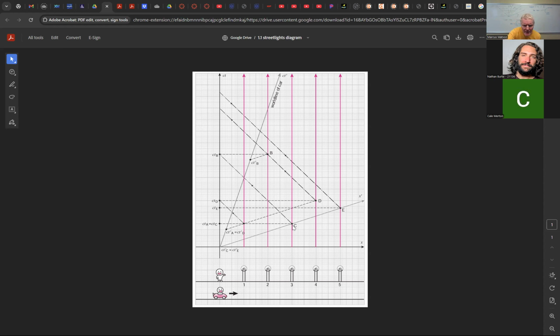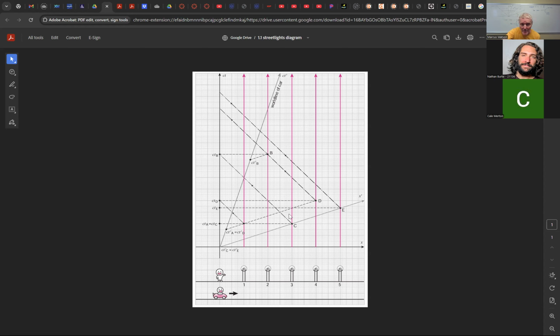Okay? Let's see. Is this also a point right here? I guess this is also a point right here. So simultaneous with point C, across from this dashed line, is point A, which I didn't quite label very well there, but that looks like number 1 turns on right there. Okay, so A and C turn on simultaneously according to the Earth observer.